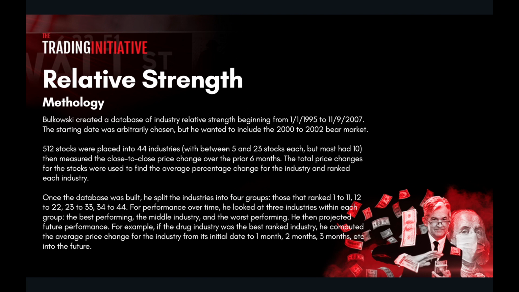For performance over time, he looked at 3 industries within each group. So in the first tier, he would look at maybe the top 3, second tier, the top 3 there, etc. The best performing, the middle industry, and the worst performing. He then projected future performance. For example, if the drug industry was the best ranked industry, he computed the average price change for the industry from its initial date to 1 month, 2 months, 3 months out into the future.